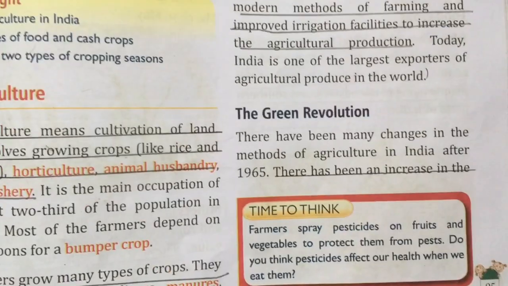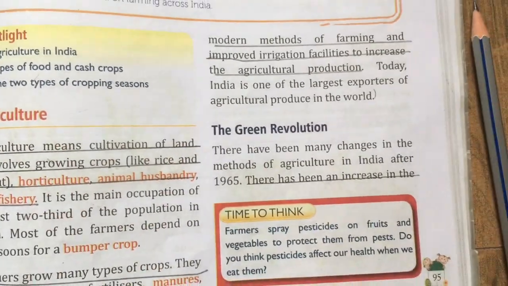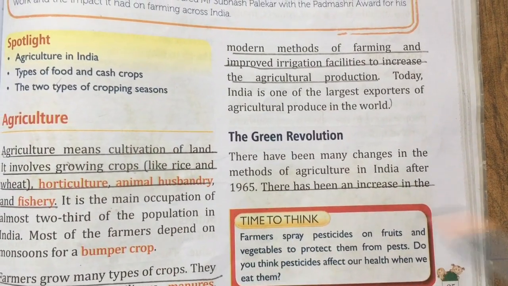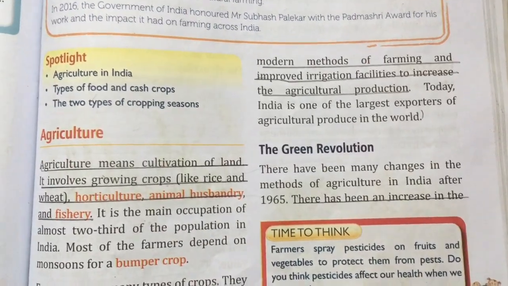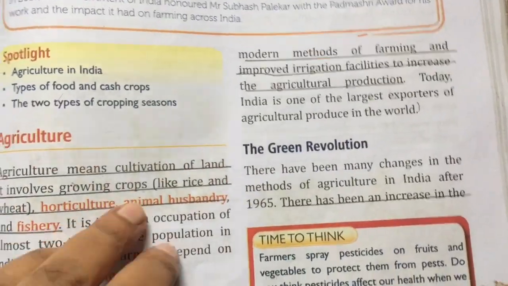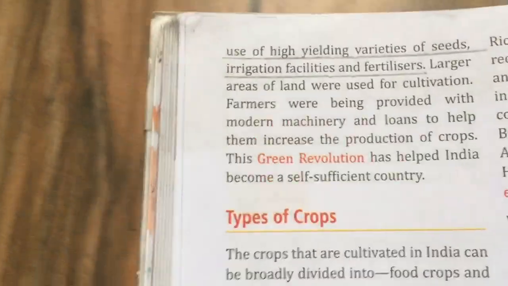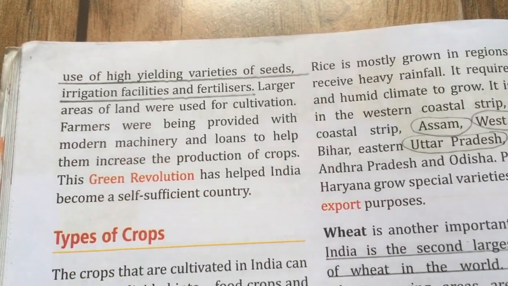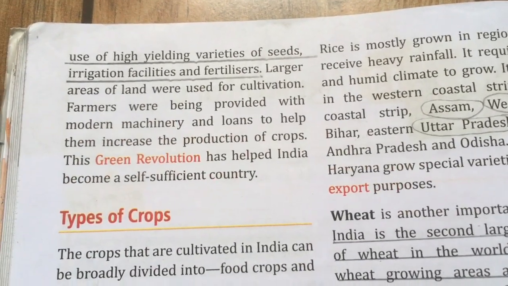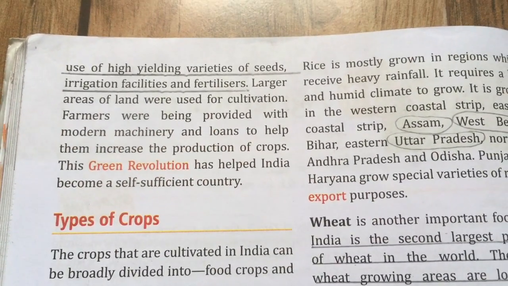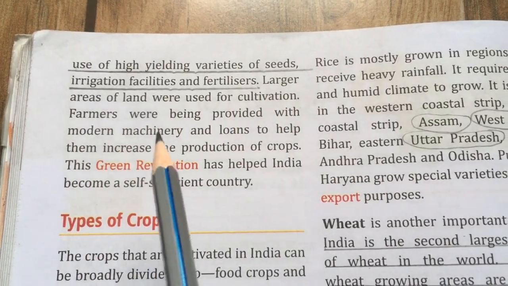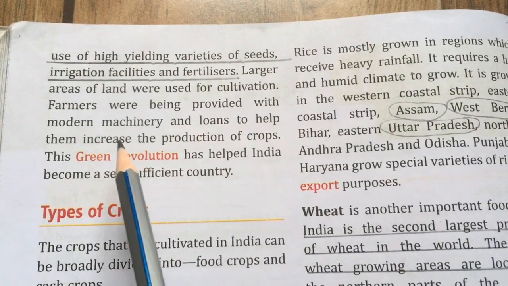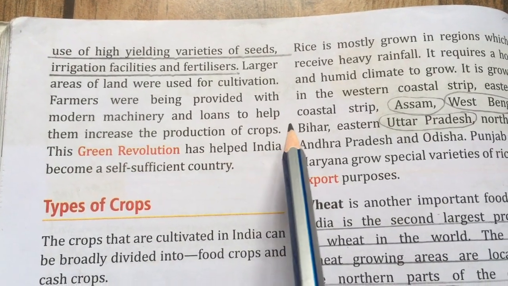Now, the Green Revolution. There have been many changes in the methods of agriculture in India after 1965. There has been an increase in the use of high yielding variety of seeds, irrigation facilities, and fertilizer. Larger areas of land were used for cultivation. Farmers were being provided with modern machinery and loans to help them increase the production of crop.